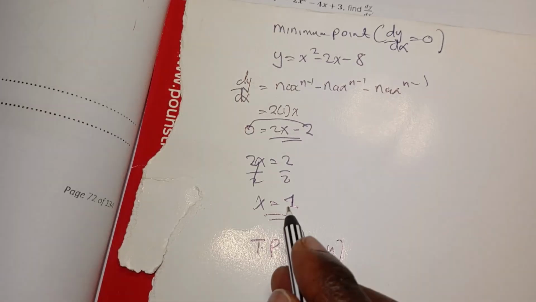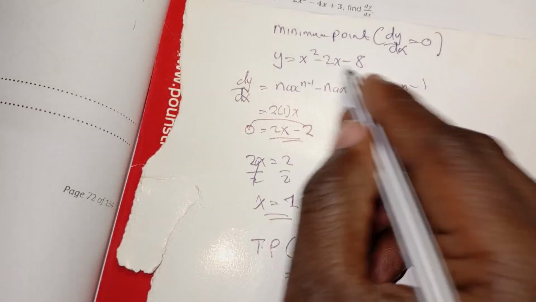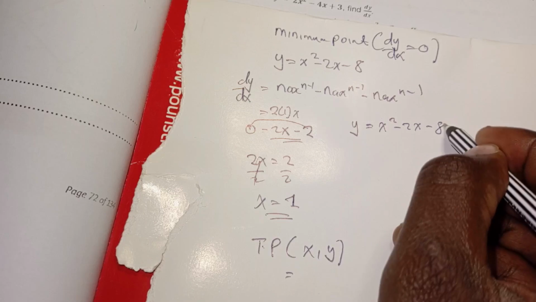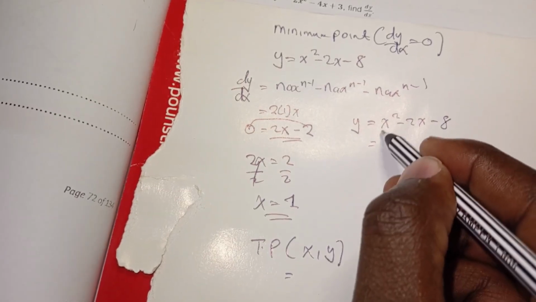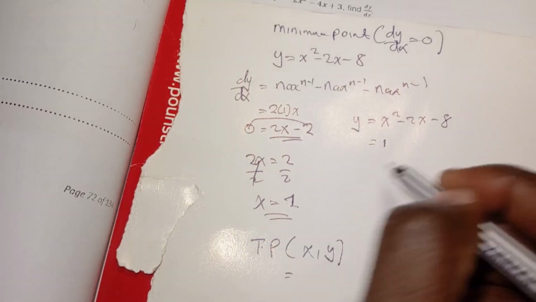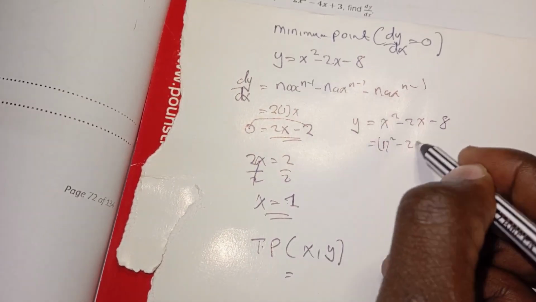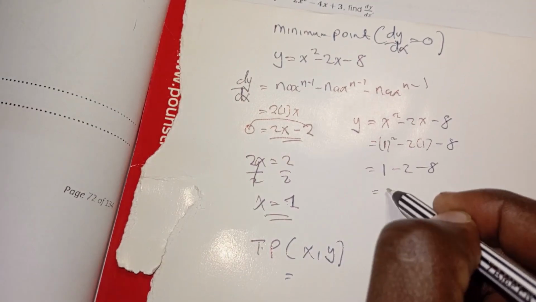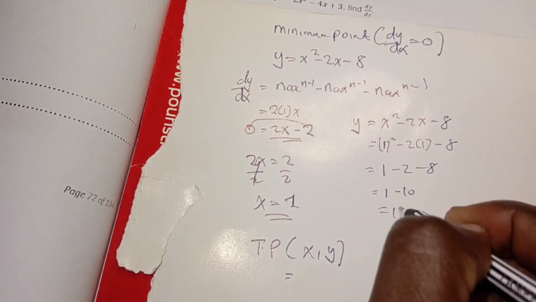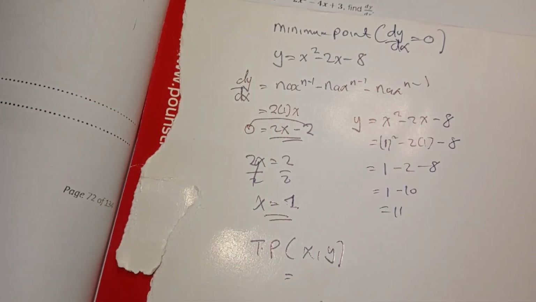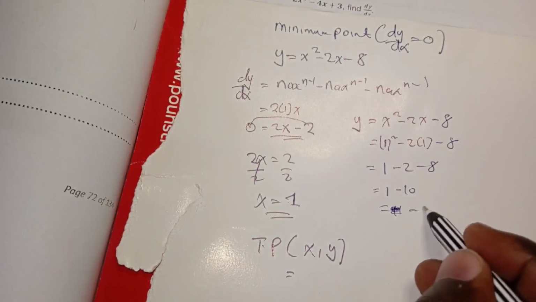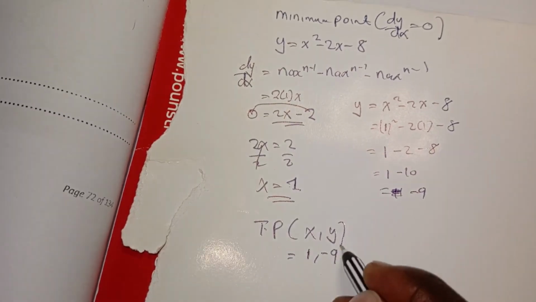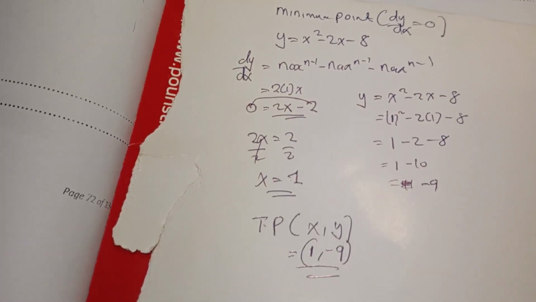Now our x we found is 1. To find y, you go back to this equation, x squared minus 2x minus 8. So you put 1 where there is x, this one that we've calculated. That will be 1 minus 2 minus 8, and the answer to be 11. Okay, sorry, not 11. 1 minus that would be negative 9. Okay, so it is (1, negative 9). That's our answer for this one.